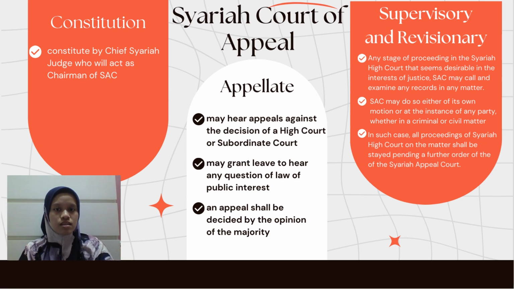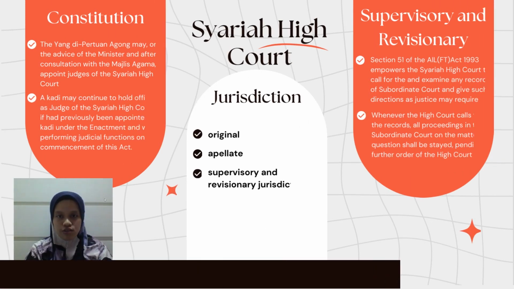And the next one, which is supervisory and reversionary jurisdiction. At any stage of any proceeding in the Sharia High Court, if it appears desirable in the interest of justice, the Sharia Appeal Court may call for and examine any records in any matter. And the Sharia Appeal Court may do so either of its own motion or at the instance of any party, whether in a criminal or civil matter. In such case, all proceedings of Sharia High Court on the matter shall be stayed pending a further order of the Sharia Appeal Court. And now moving on to the Sharia High Court.